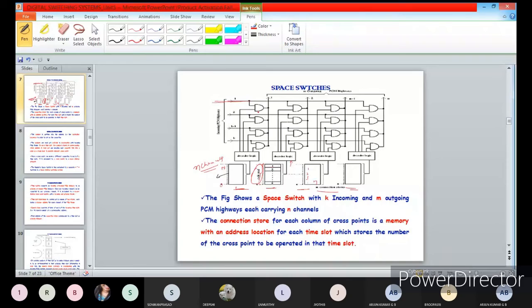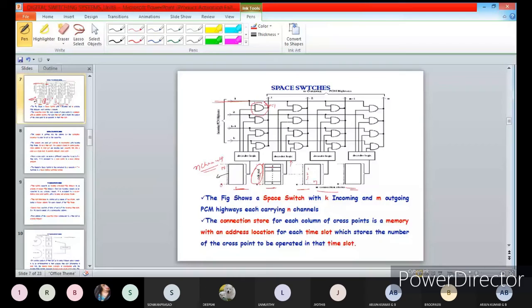When it is decoded, it generates signals as pulses to the particular AND input, and when both inputs are 1, we get the output as 1 only. That's why only when both inputs are 1 do we get the output voltage. The AND gate is nothing but a cross point. It is also called a cross point, so it acts as a cross point.